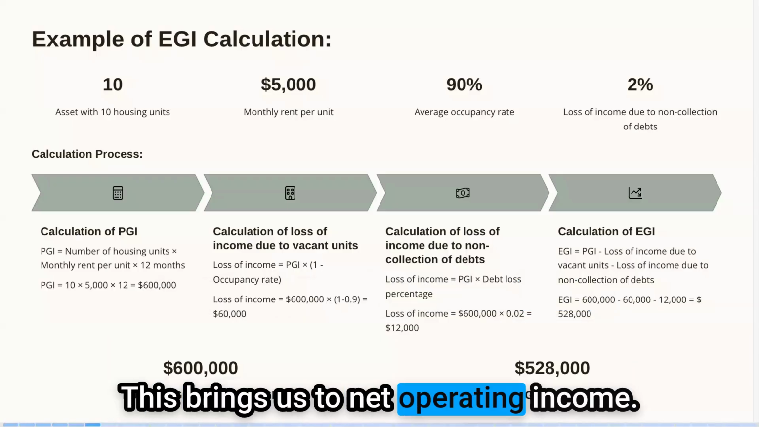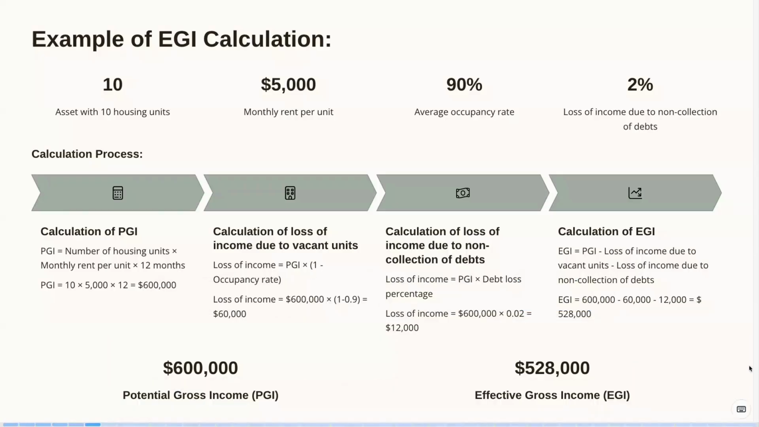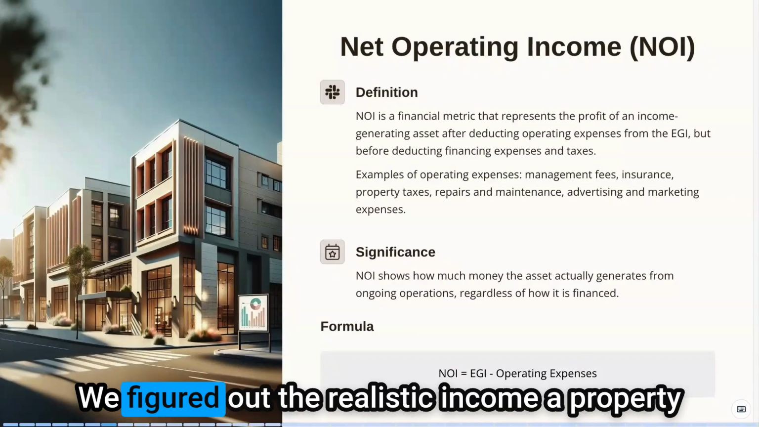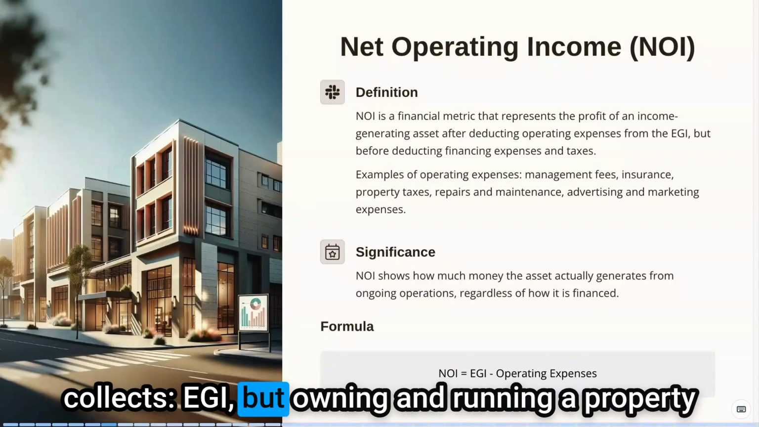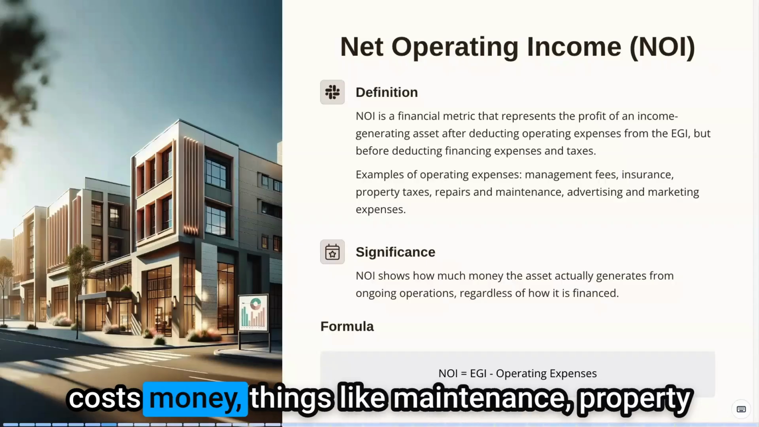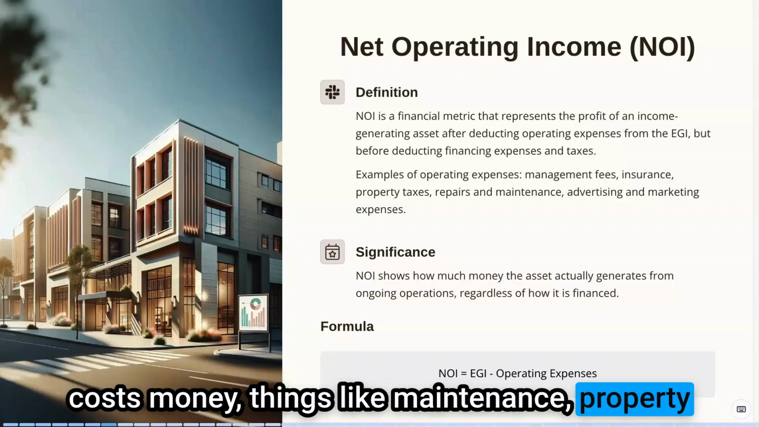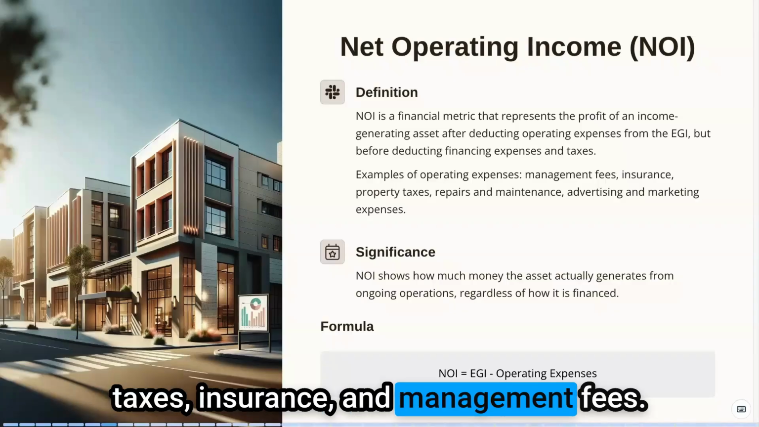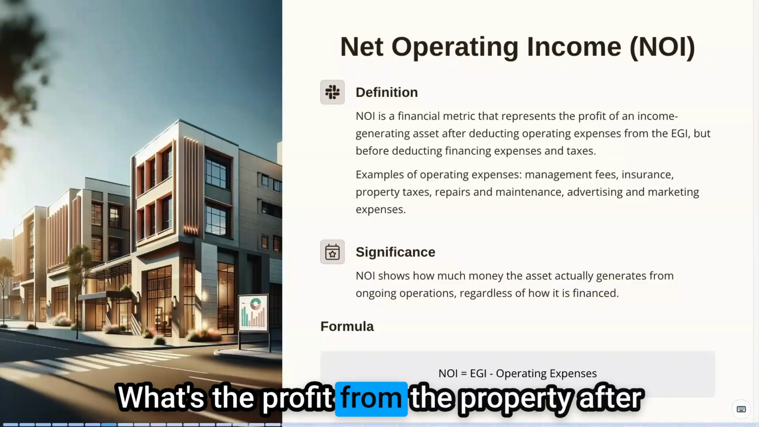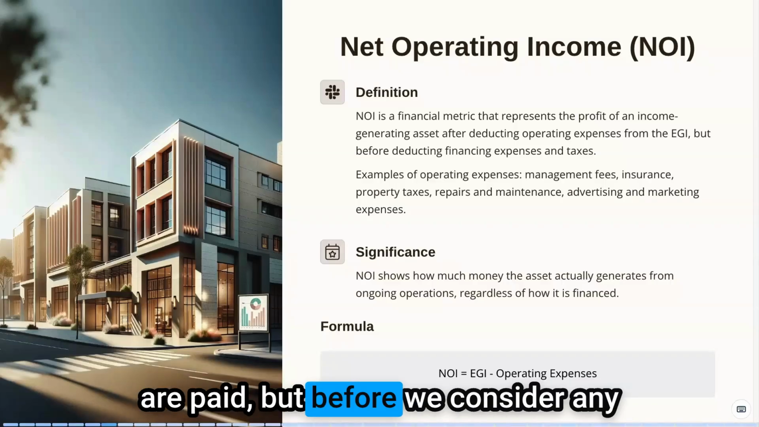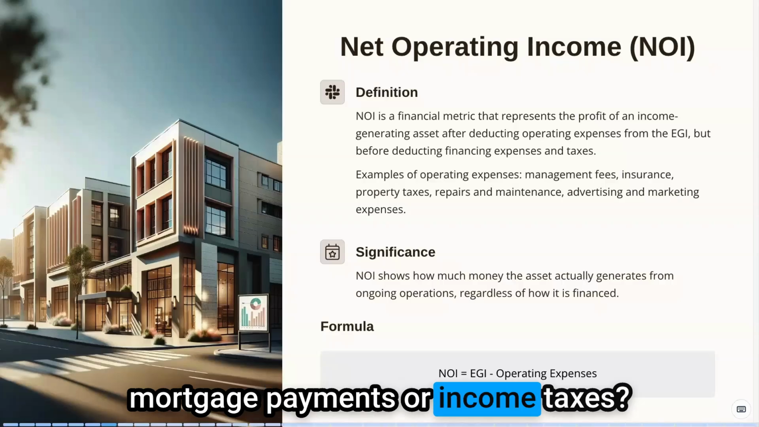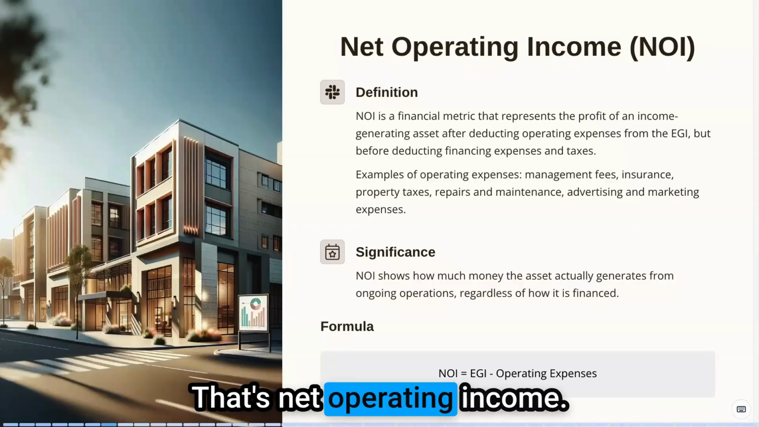This brings us to net operating income. Net operating income, NOI. We figured out the realistic income a property collects, EGI, but owning and running a property costs money, things like maintenance, property taxes, insurance, and management fees. What's the profit from the property after these day-to-day operating expenses are paid, but before we consider any mortgage payments or income taxes? That's net operating income.